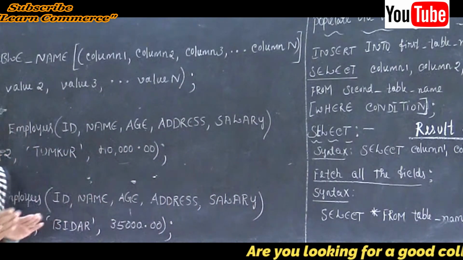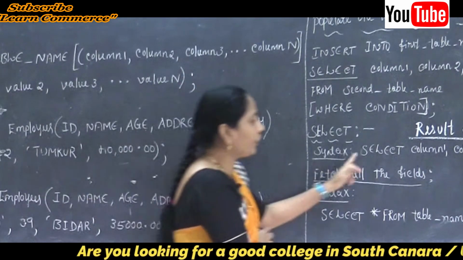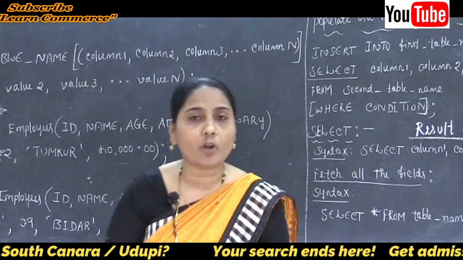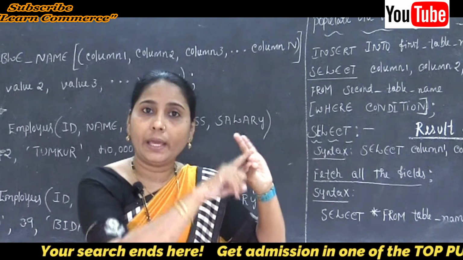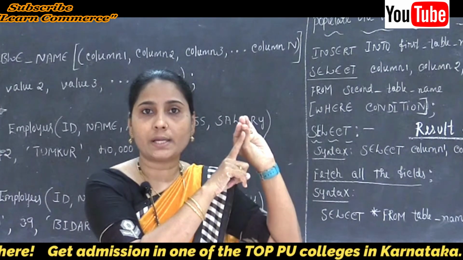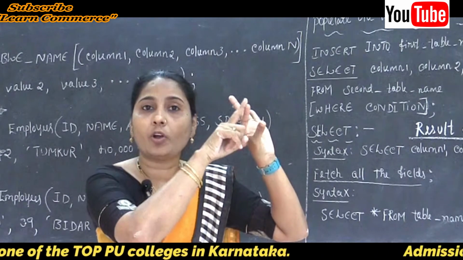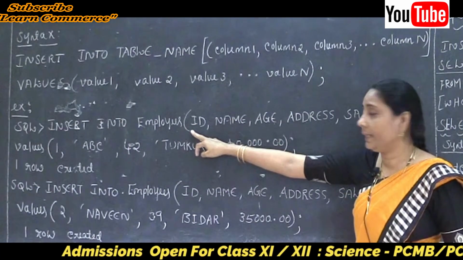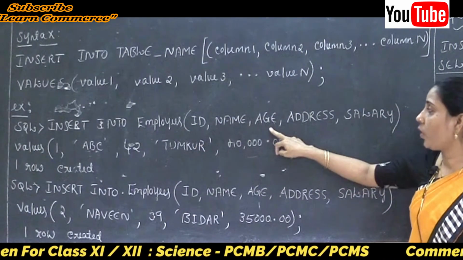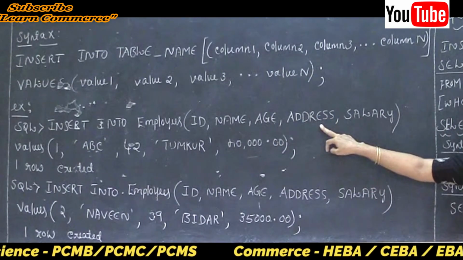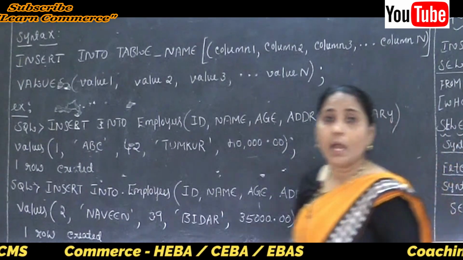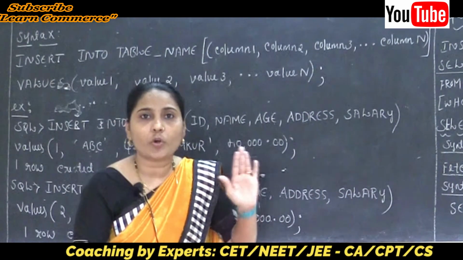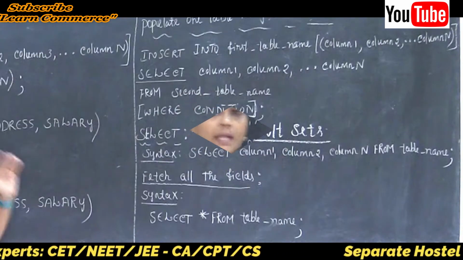Let's see how we use it with an example. There are many columns in our employees table. The first column is the ID, the second column is the name, the third column is the age, the fourth column is the address, and the fifth column is the salary. But I don't want to access all those columns from the table employee. I just want to access some columns from the table employee.